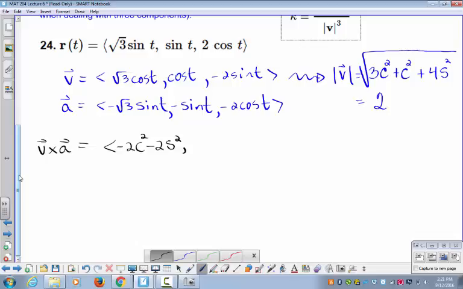Middle component, cross out the middle column. And we can do one of two things. We can do the main diagonal minus the other diagonal and change the sign, or we can do the other diagonal minus the main diagonal, which is how I'll do it. So the other diagonal is going to be 2 root 3 sine squared, 2 root 3 sine squared minus 2 root 3 cosine squared.